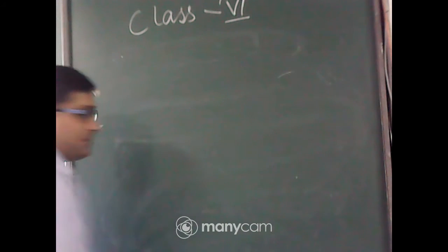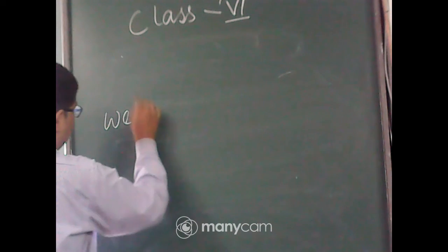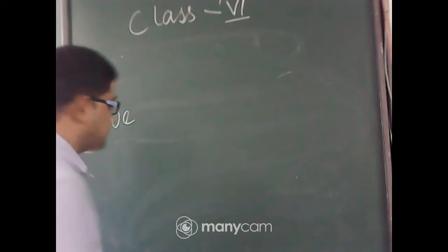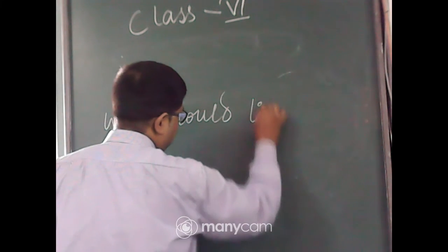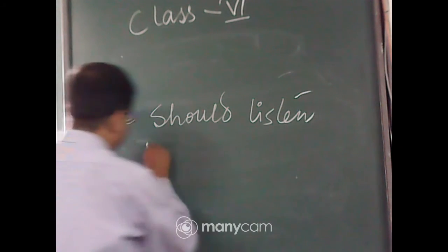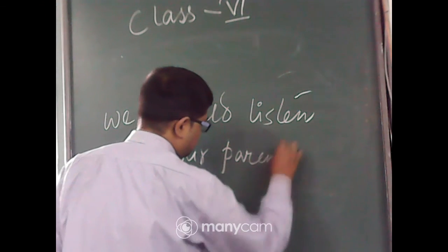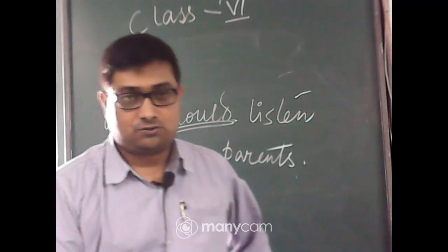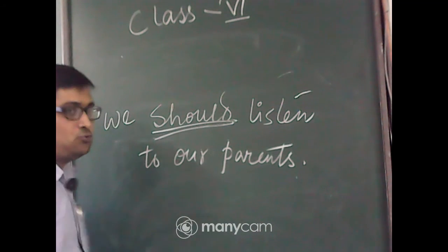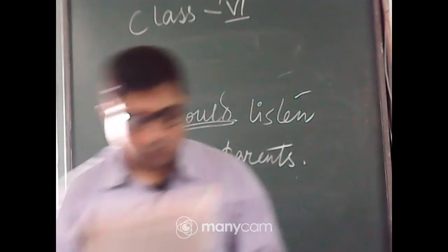If I write down as suggestion, suppose your friend is telling, we should listen to our parents. This should is used as suggestion. We should, or another thing is ought to. Ought to is also used as suggestion. I feel these are all written in your book. I have not seen your book, what is written.